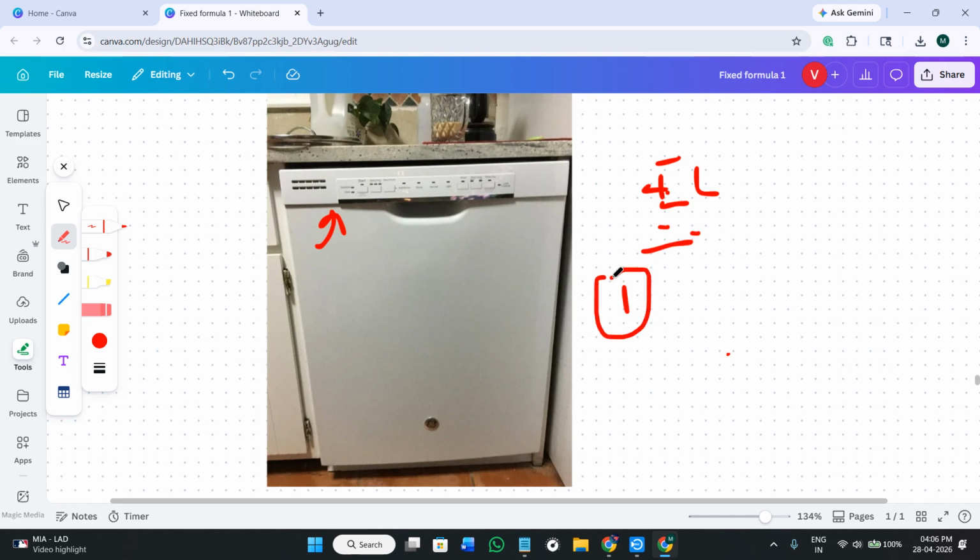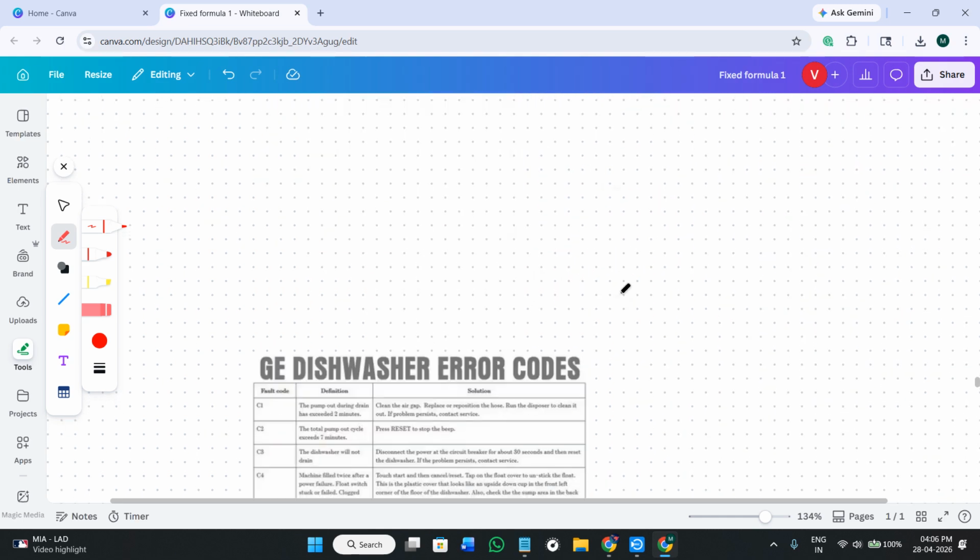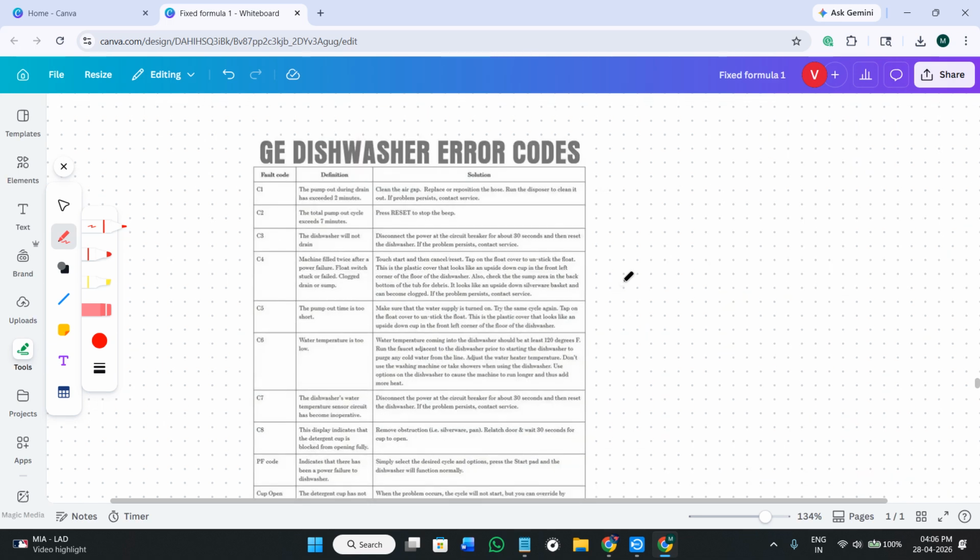So you need to first of all start by checking the dishwasher display for the exact code that you are seeing. So here are some of the GE dishwasher error codes. You can just simply take a look at the fault code, the definition, and the solution right next to it.